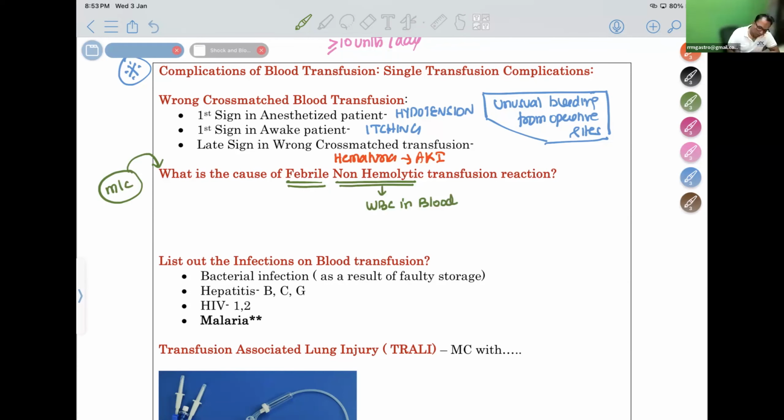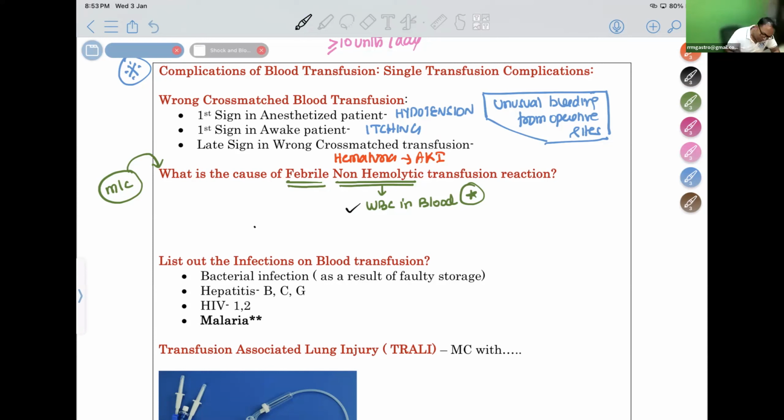The cause of acute febrile non-hemolytic transfusion reaction is this: if I am giving my blood to you, my blood has some WBC, and that will cause some reaction in your body. That is known as non-hemolytic febrile reaction, due to WBC in the blood. Please don't forget it is because of the WBC in the blood. Number one.